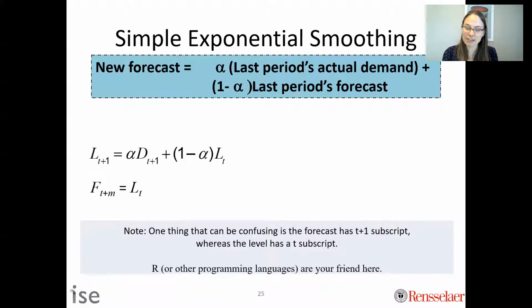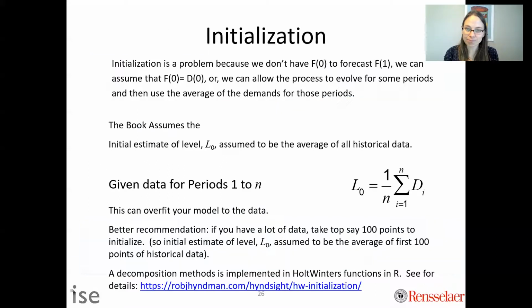Another thing to emphasize is the subscript. Beware of the fact that there's a t plus 1 and a t in that equation. Please keep those in mind. R, which we will implement, and there'll be a video about that, and other programming languages are your friend.